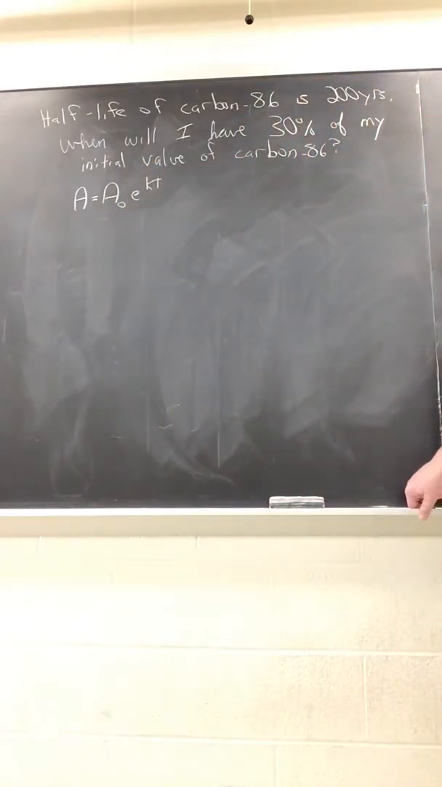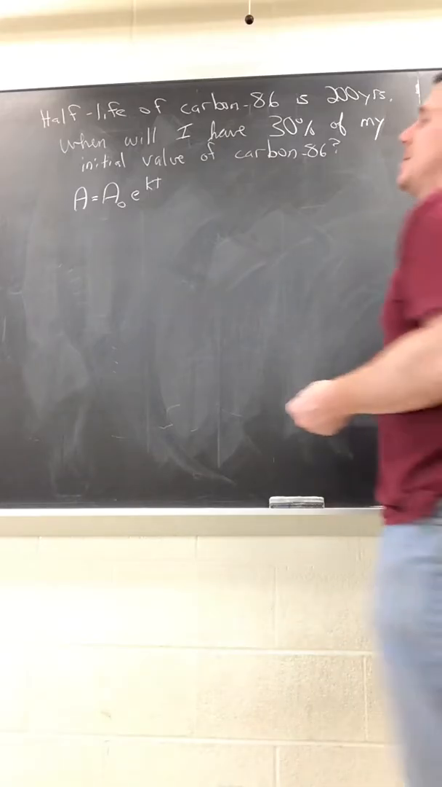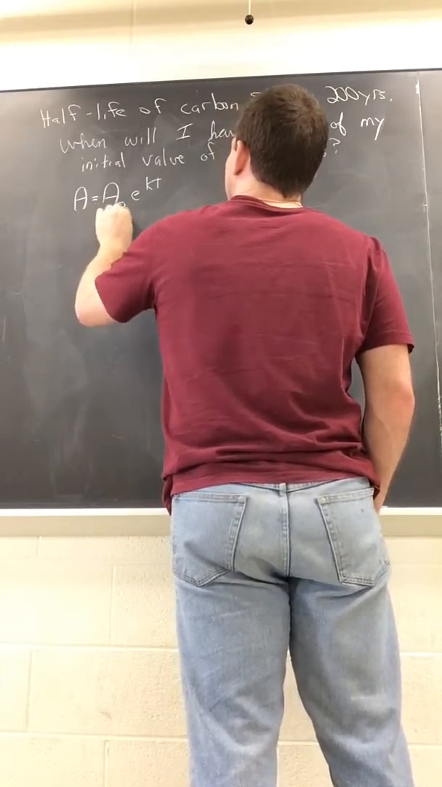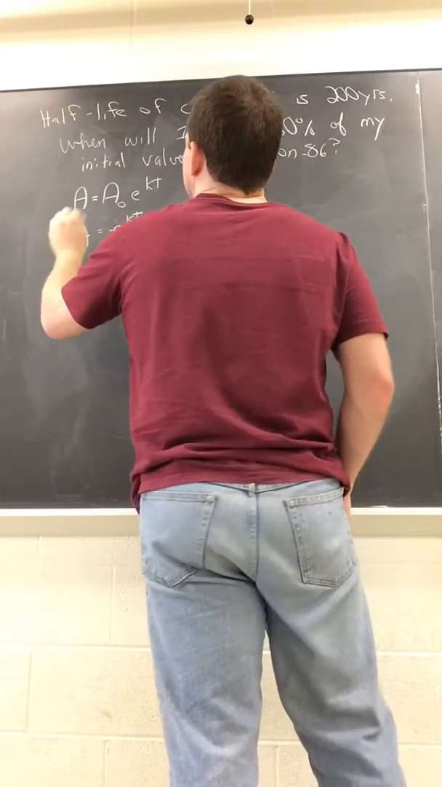The problem here is I didn't actually give you an initial value, but there are different tricks you can do. The easiest trick, maybe, if you don't like doing a lot of algebra, is to pick a value for A initial. If I don't give you one, you can just make one up. Go with 1 because it's probably the easiest. So let A initial equal 1. Then you're left with A equals e to the kt.